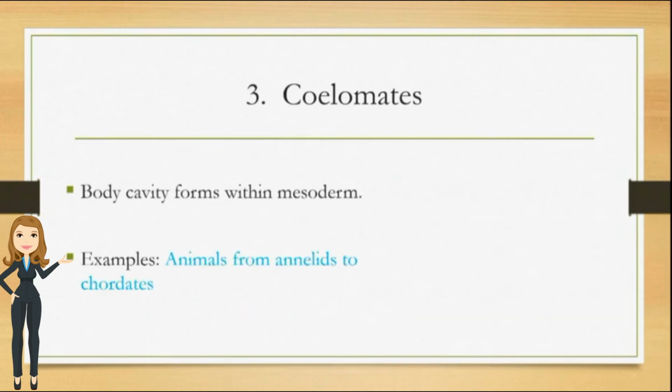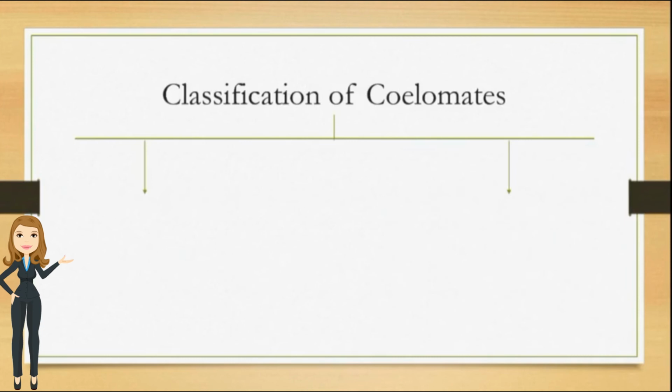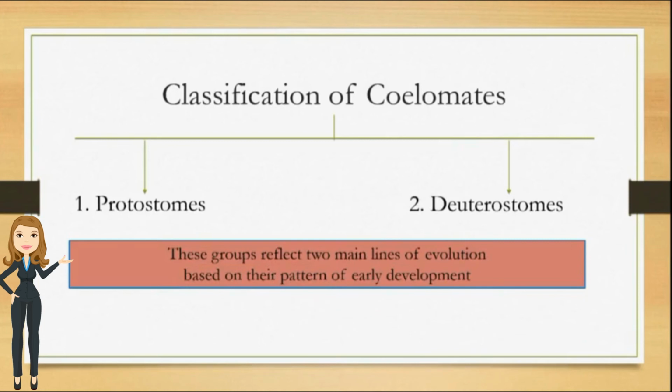The third group is coelomates and the organisms which have their body cavity within the mesoderm, that type of organisms are called coelomates. Now, animals from phylum Annelids to chordates are included in this category. Coelomates are further classified into 2 groups which are named as Protostomes and Deuterostomes. These 2 groups reflect 2 main lines of evolution based on their pattern of early development.